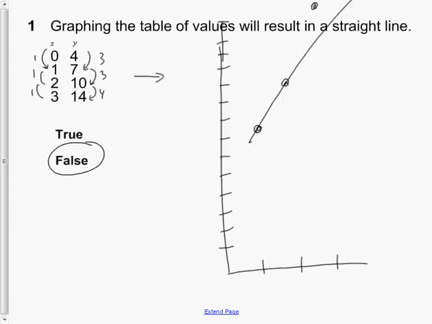Just pretend like that. So it actually did not fit on that line because the third point would not be a part of that linear relation. So there is no equation that would match those. So it's not a linear relation.